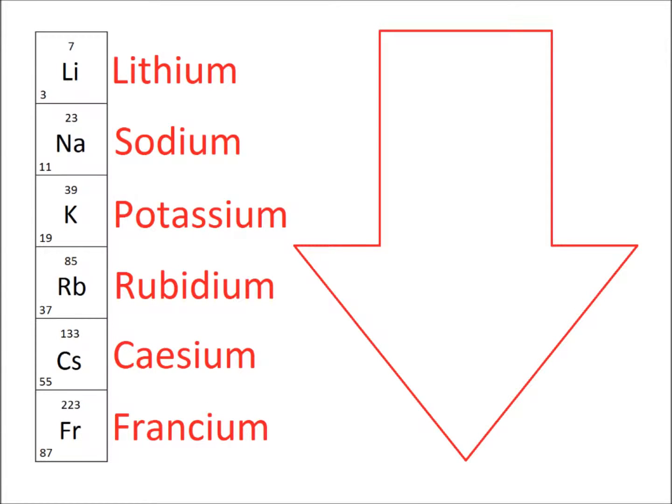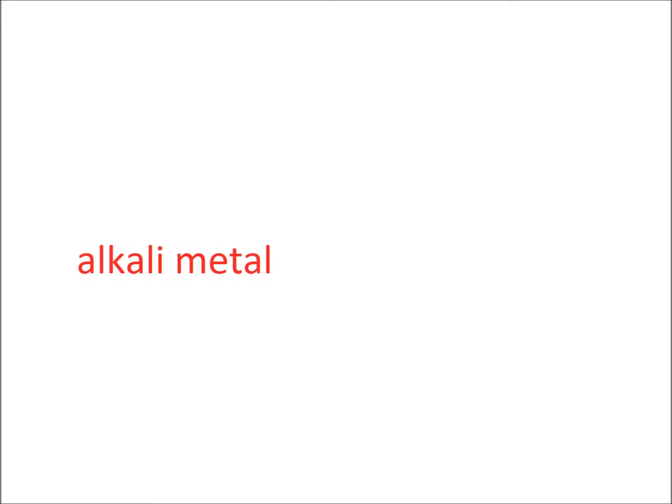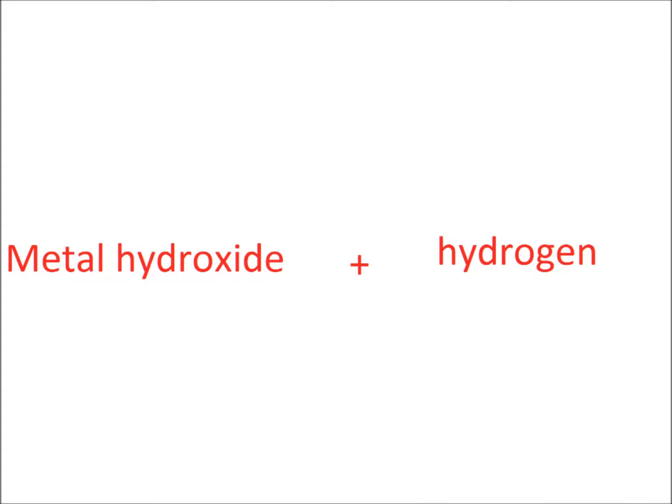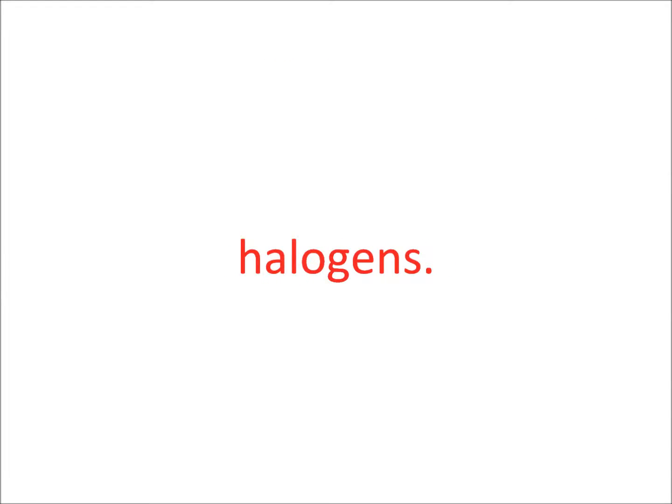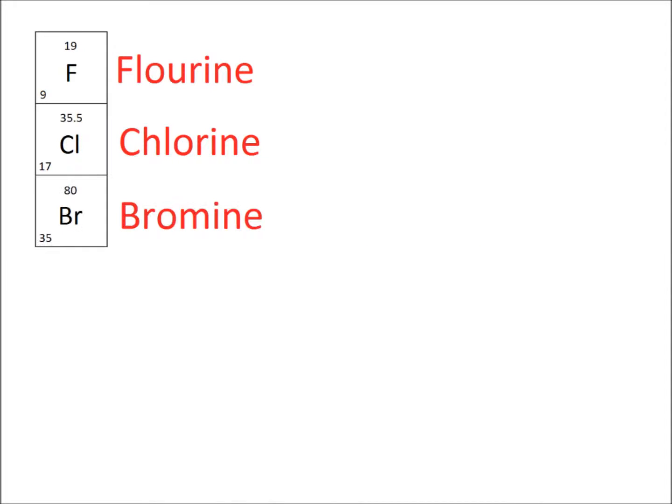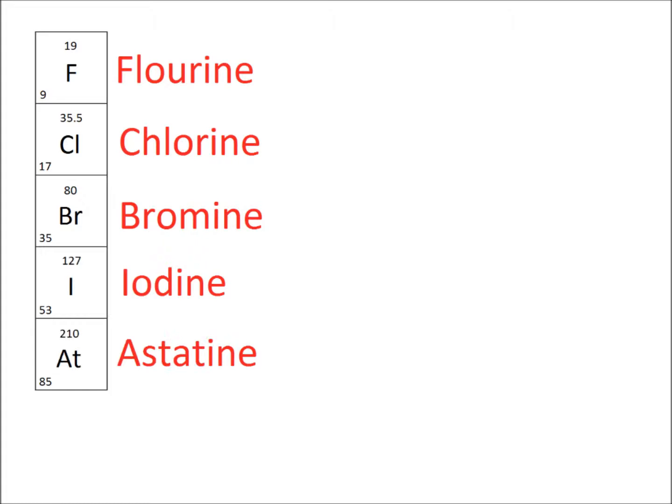The lower down the group, these elements have a lower melting point and become softer and more reactive. These elements all react with water to produce metal hydroxides and hydrogen. Group 7. This group consists of nonmetals called halogens. These include fluorine, chlorine, bromine, iodine, and astatine.